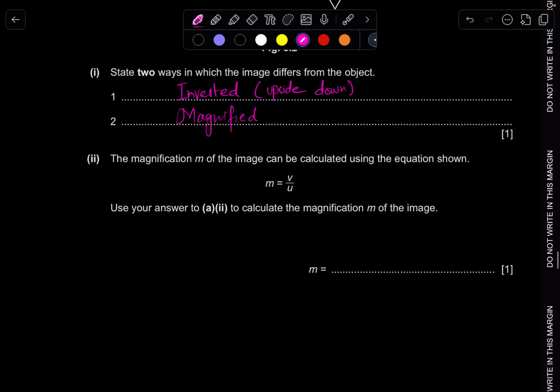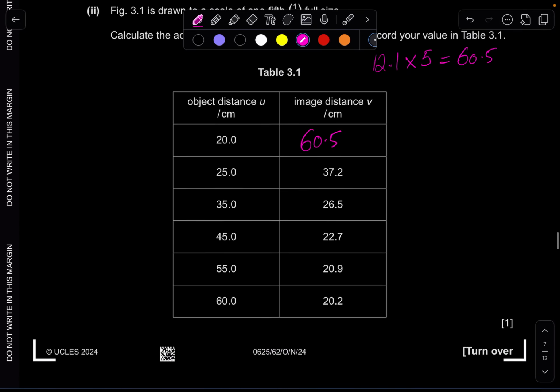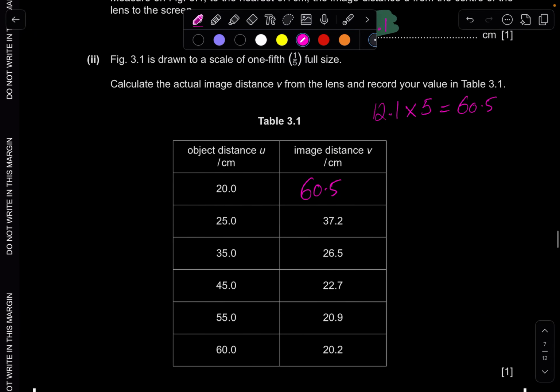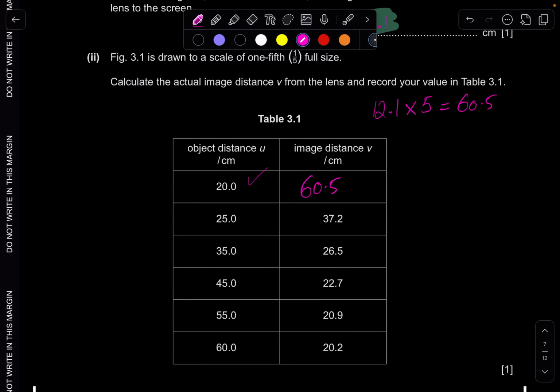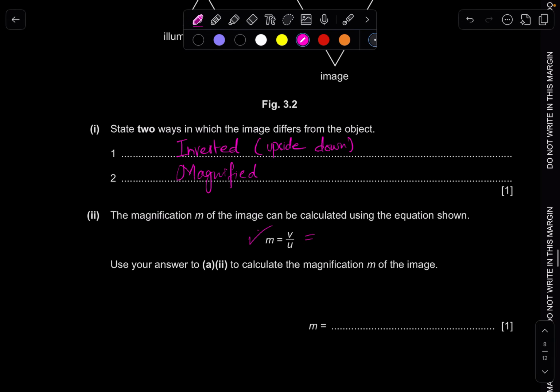In the second part, the magnification m of the image can be calculated by the relation that they have given. You have to calculate the magnification m of the image. We have to take the values of v and u, where v is 60.5 and u is 20. So you just have to put the values there. It's 60.5 divided by 20. That will give us 3.025. Okay, so you have to write down the answer. You can write 3.025 or 3.0 is also good to go. Okay.